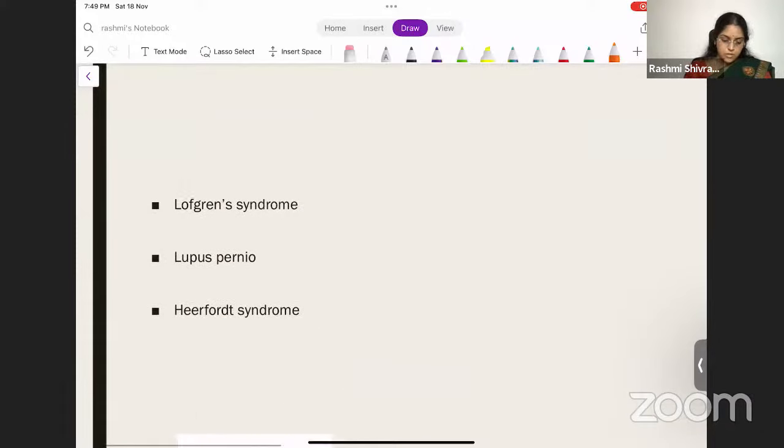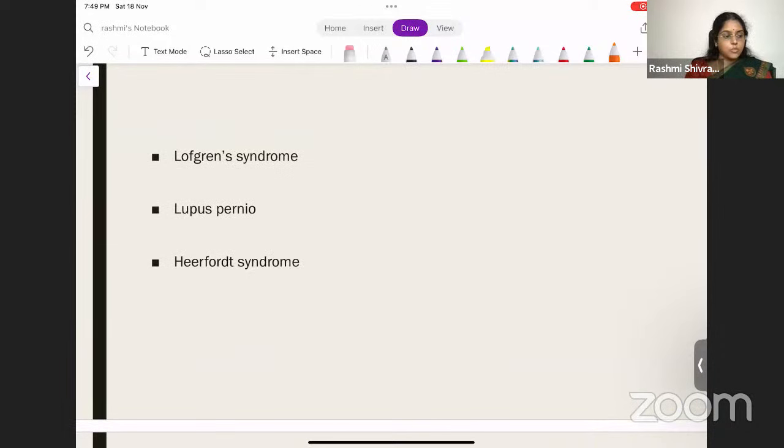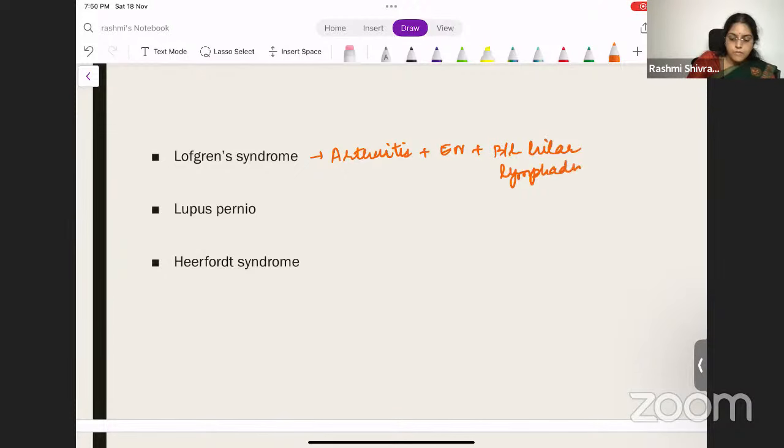So let's again revise Lofgren syndrome. Lofgren syndrome is seen in sarcoidosis. You have acute arthritis, erythema nodosum plus bilateral hilar lymphadenopathy, with or without uveitis. This is just to recap so that it is reiterated in your mind again and again. Lupus pernio is a chronic sarcoid skin lesion, which is violaceous.